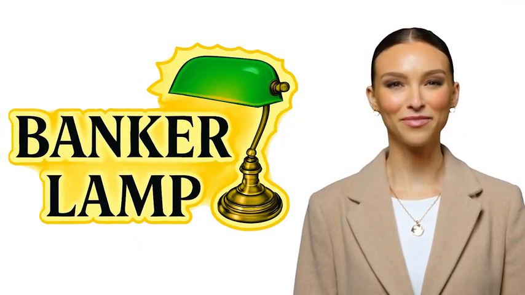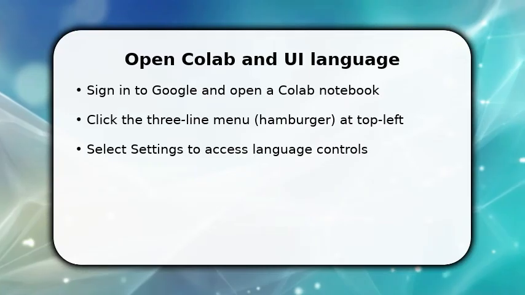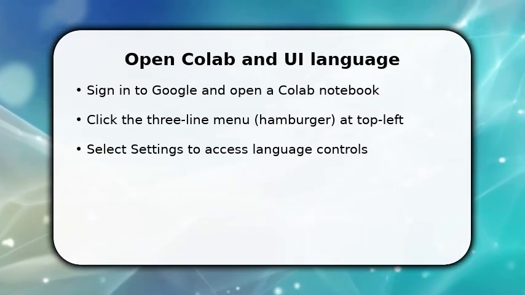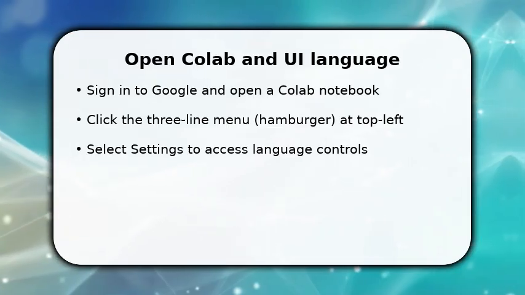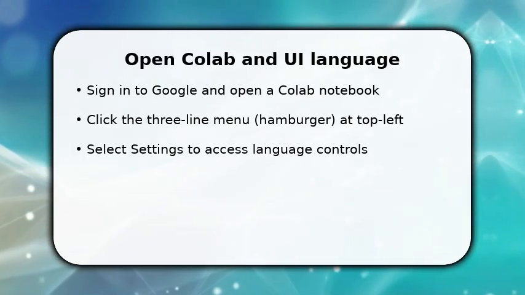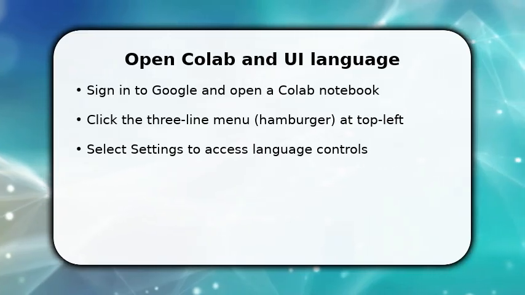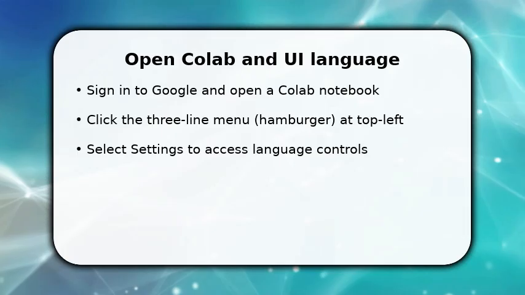Please enjoy the video. You're starting inside Colab. Sign in and open any notebook. Once the notebook loads, click the three-line menu at the top left. This brings up settings immediately. In Settings, find the Interface or General section. That's where language preferences live.